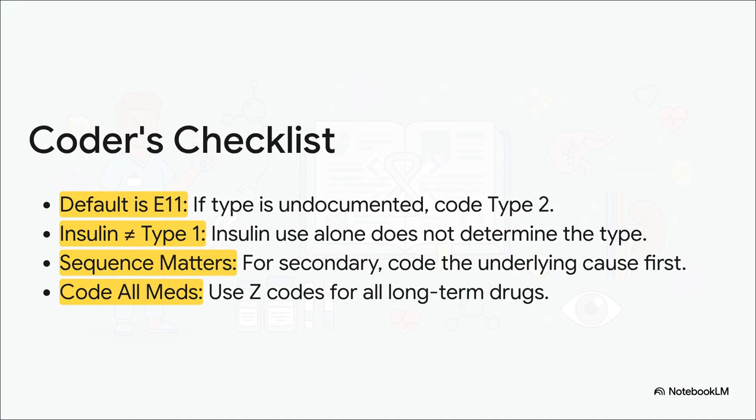Number 1, if the type isn't documented, the default is always type 2, E11. Number 2, seeing insulin use does not automatically mean it's type 1. It's a treatment, not a type. 3, when you see secondary diabetes, the cause always gets coded first. And 4, use a separate Z code for every single long-term medication to tell the whole story.